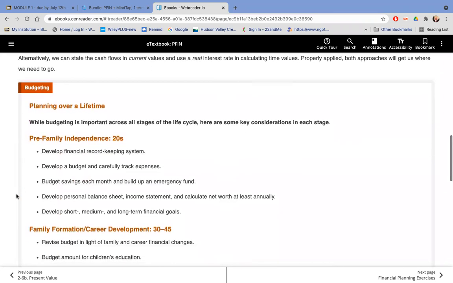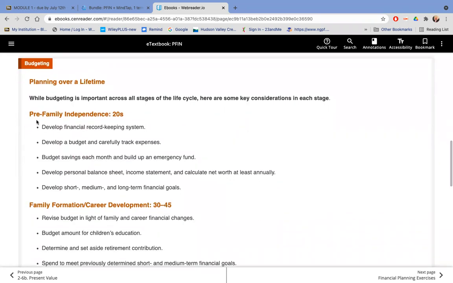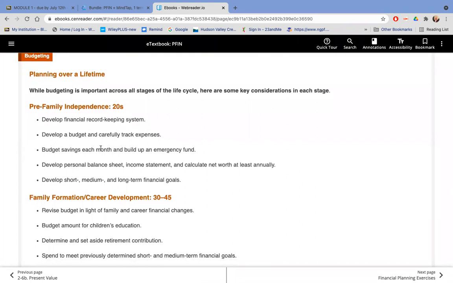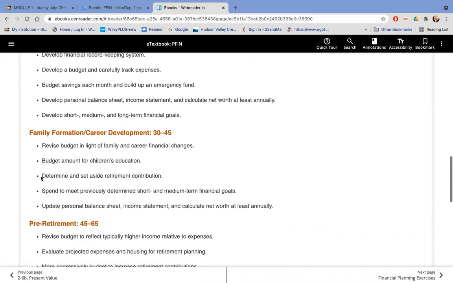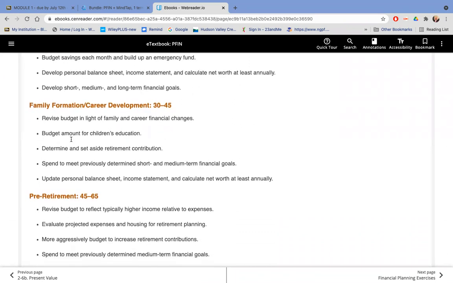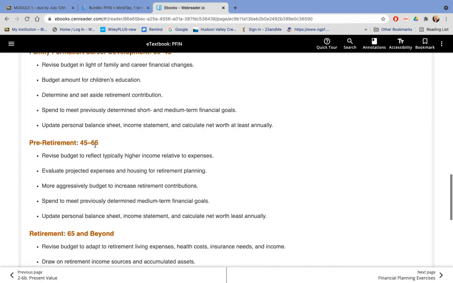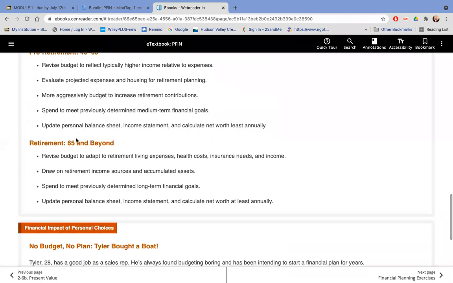Another thing that's important to know about this part of the chapter is just some little goals about budgeting for a lifetime. Most of you are in this younger group, pre-family independence type of thing, where you need to start developing and learning how to do these things, so you can eventually find some independence. But for some people that are a little bit more advanced, and you're going to be getting there, so it's not like you can ignore this. It's going to happen to you eventually. There are other things that, as you see, happen as you get to family formation, pre-retirement, and then retirement.